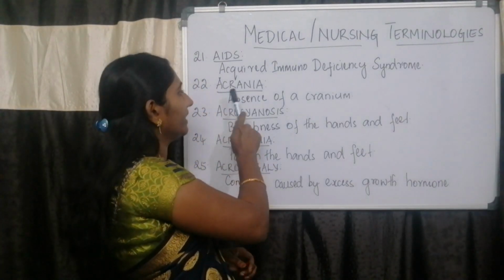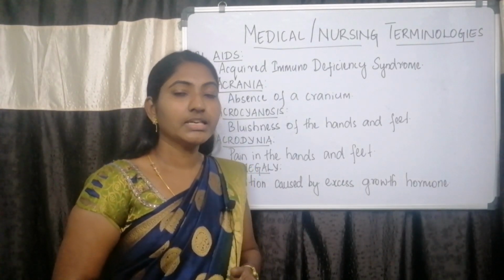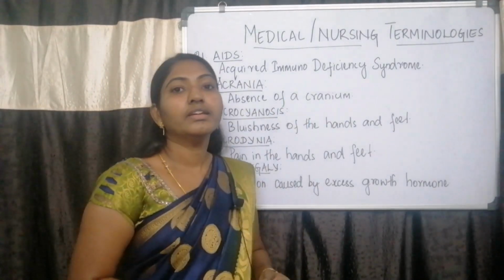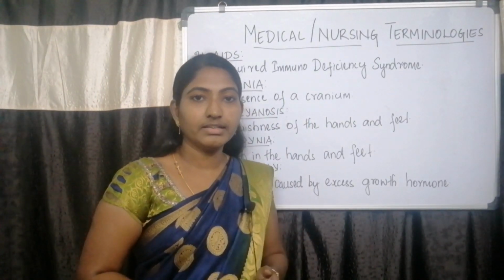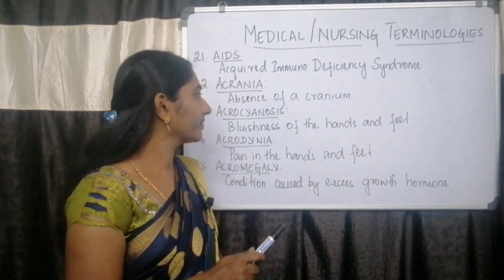Next one is acrania. Acrania is a congenital abnormality which is characterized by absence of the cranium. Cranium is a part of the skull which contains cranial bones that enclose the brain.